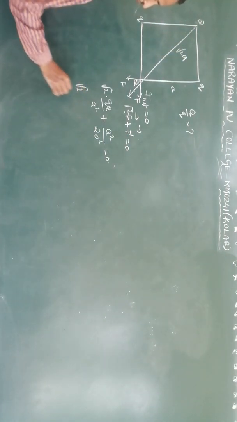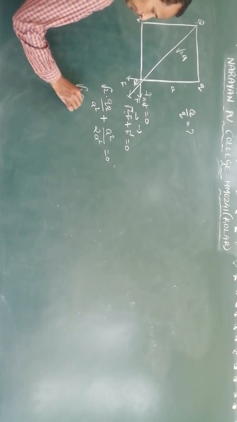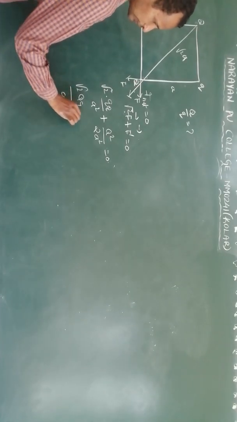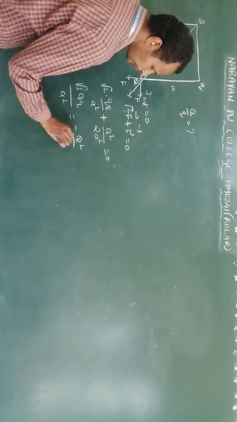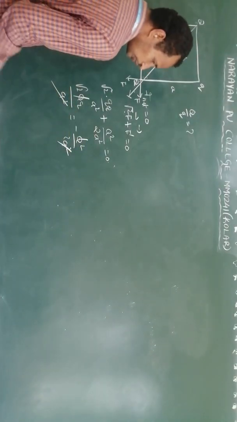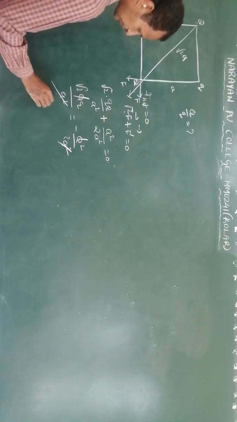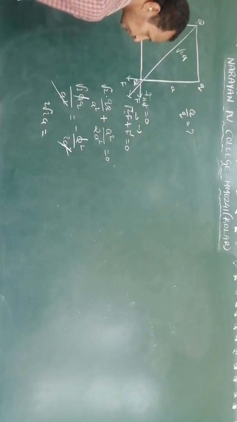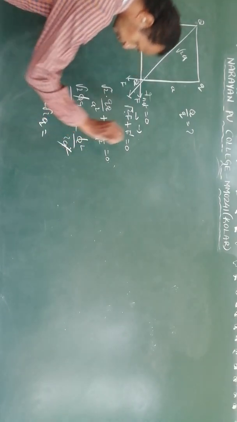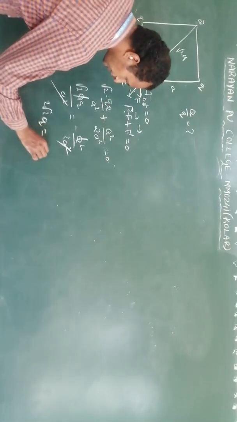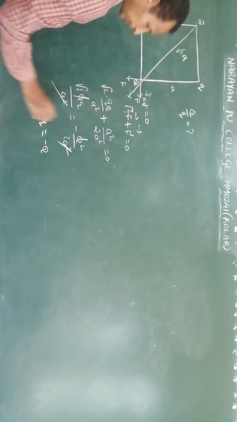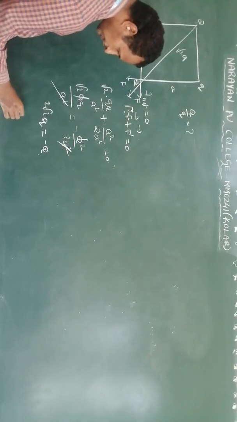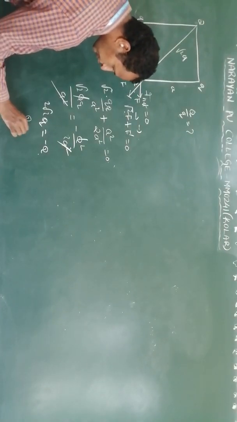Now root 2 capital Q small q by A square is equal to minus Q square by 2A square. A square cancel. One Q cancel. These two come to this side. 2 root 2 Q is equal to minus Q. What they are asking? Capital Q by small q. This small q goes this side. Capital Q by small q is equal to minus 2 root 2.